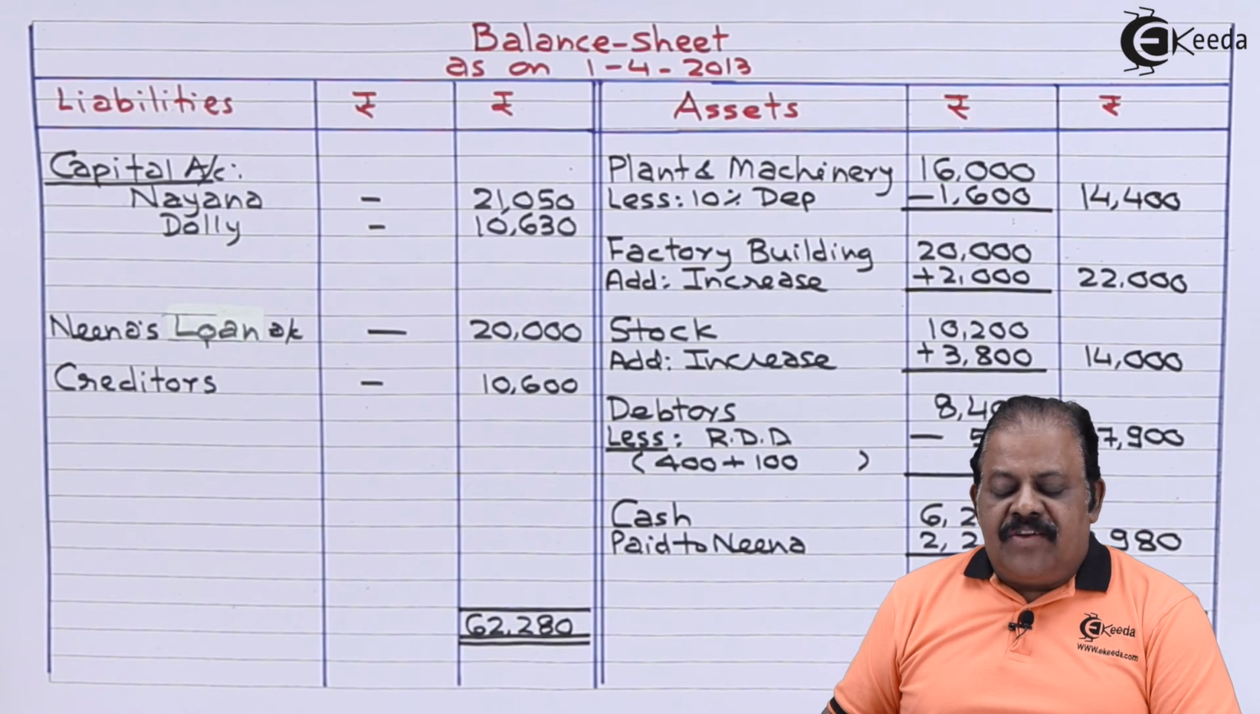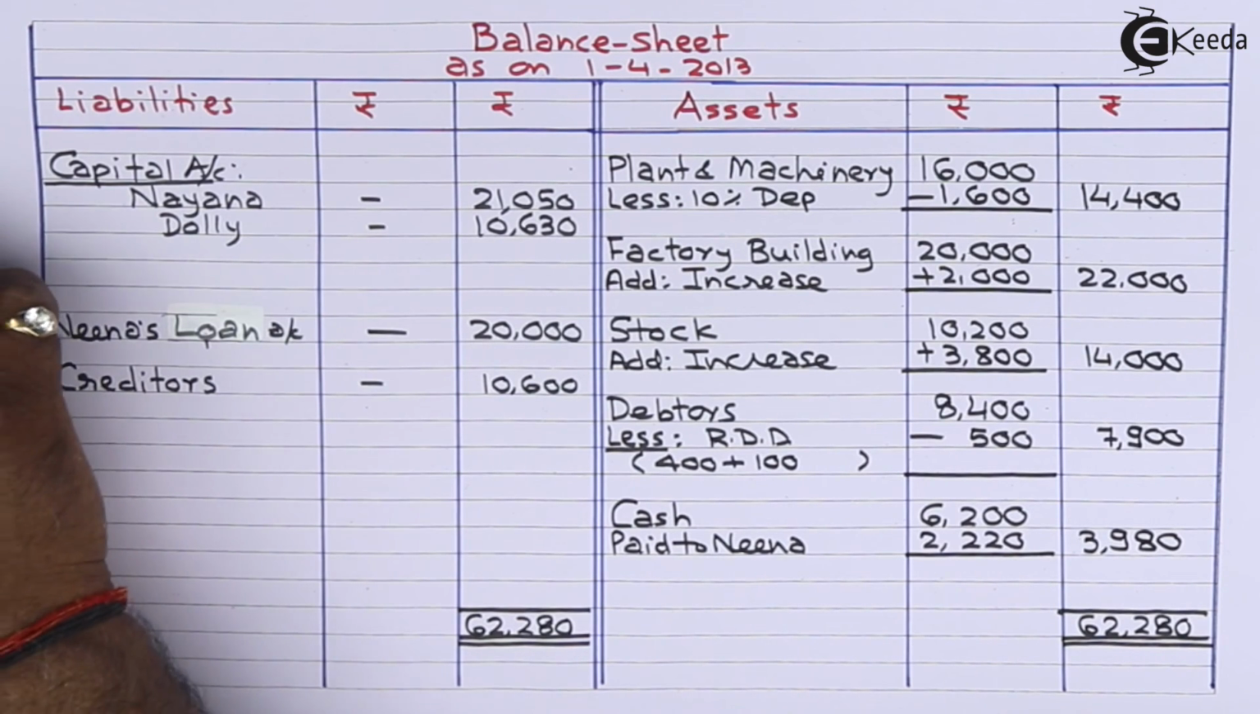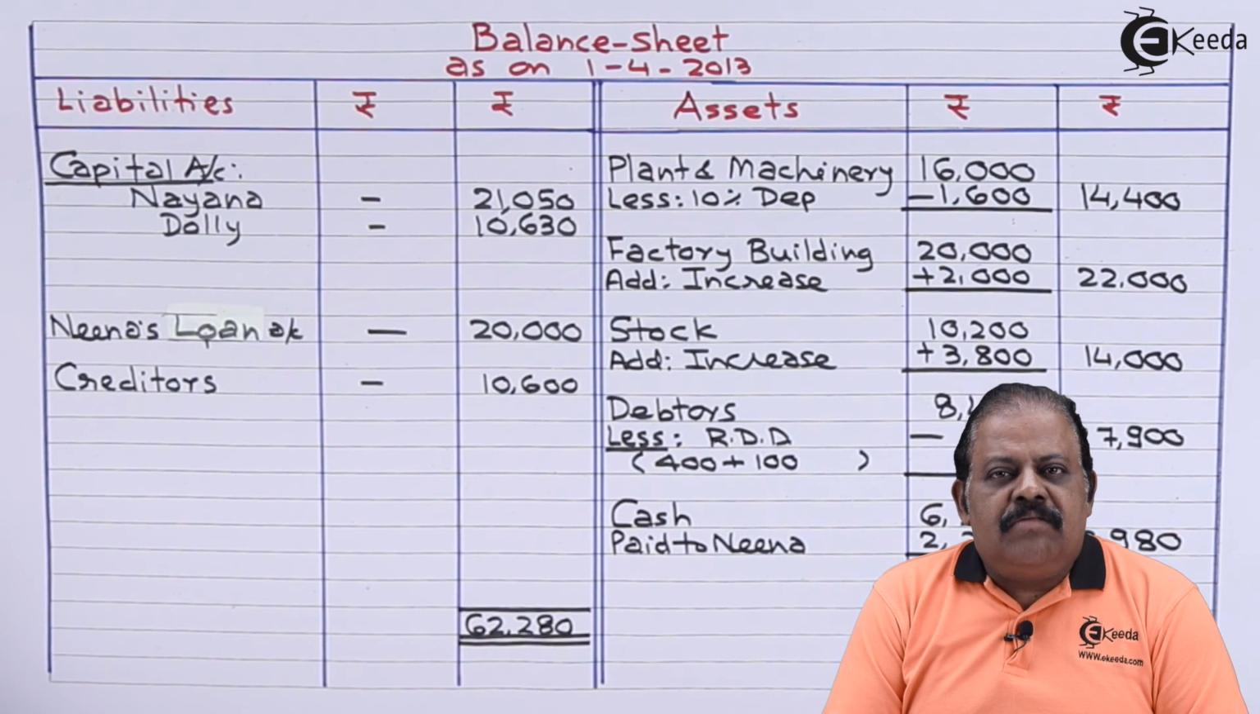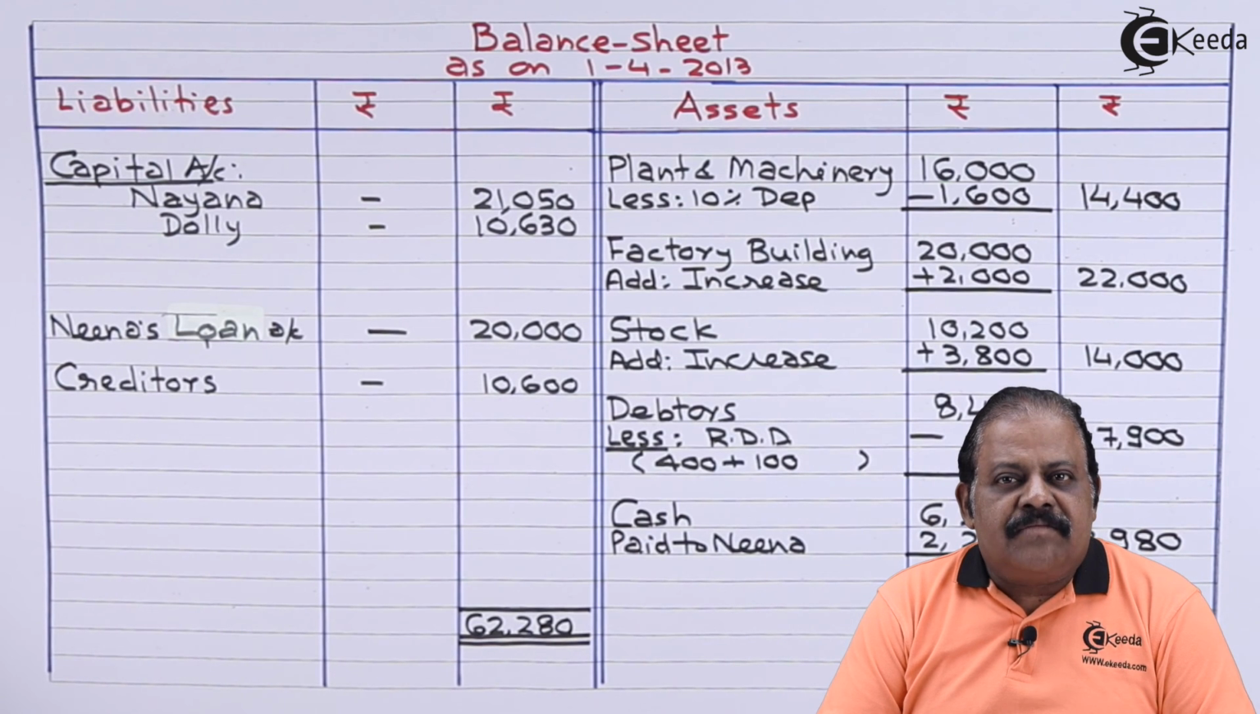Finally, we have closed the balance sheet. Assets 62,280. On the liability side we are also getting the same total. It means the new balance sheet tallies. In this question, we learn how to give effect to adjustments, and goodwill raised and written back. Secondly, how a retired partner's capital can be settled partly in cash and partly by transferring the amount to a loan account.